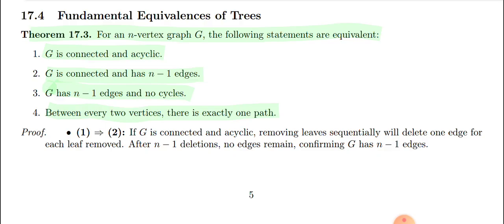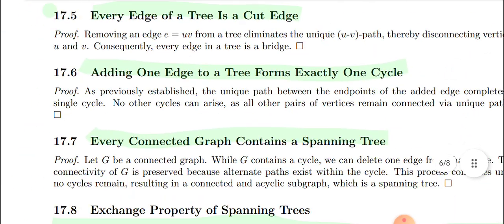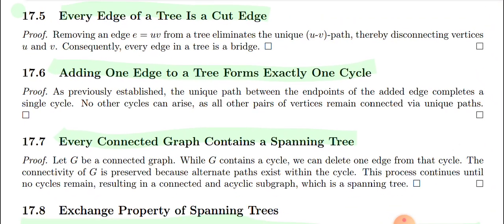And since you removed exactly one edge in each of those n-1 steps, the original graph must have had n-1 edges. So being connected and acyclic forces the edge count to be n-1. Okay, so 1 implies 2. That shows the efficiency is built into the structure.